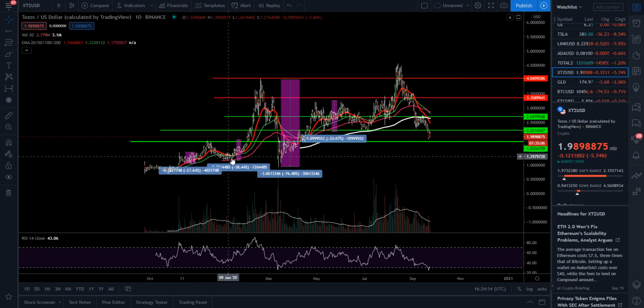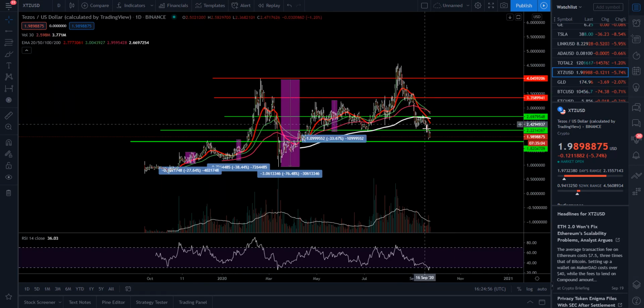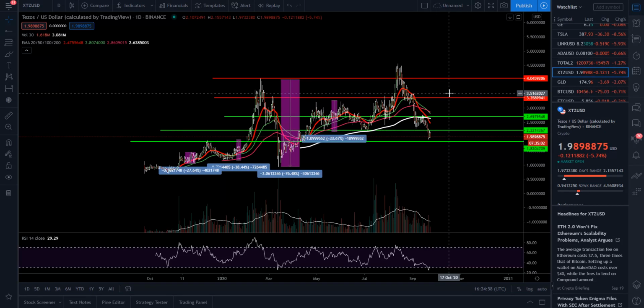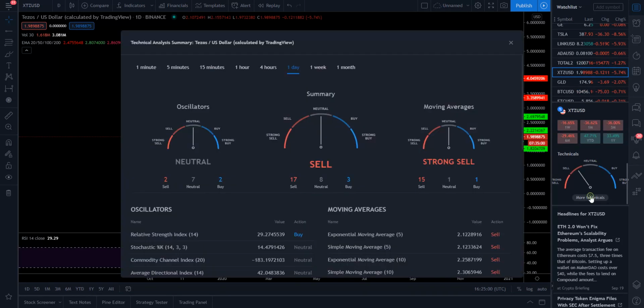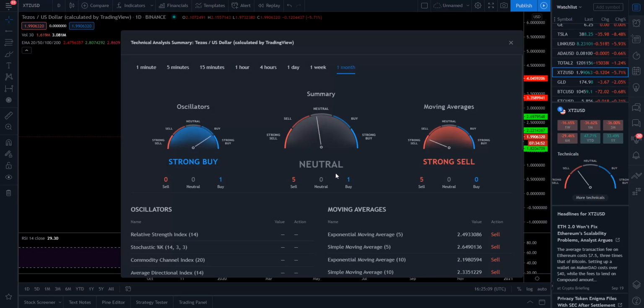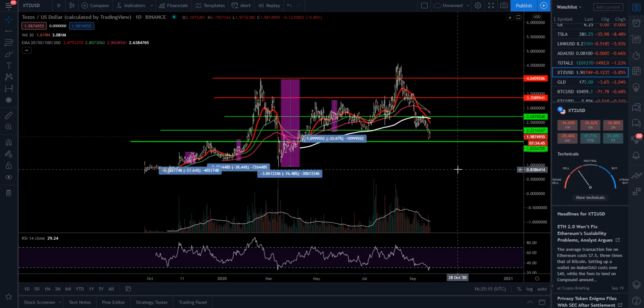You can see each time we really retrace deep, and that's kind of why you have to buy into that fear and then sell into the greed. Okay, if we take a look at Tezos now, we have a 17 sell, 8 neutral, 3 buy. If we go out to the 1 week, 13 sell, 8 neutral, and a 3 buy. If we go out to the 1 month, we're a little bit more neutral there. 5 sell, 0 neutral, 1 buy. Oscillator, 0 sell, 0 neutral, 1 buy. But it's one I want to take a risk on.